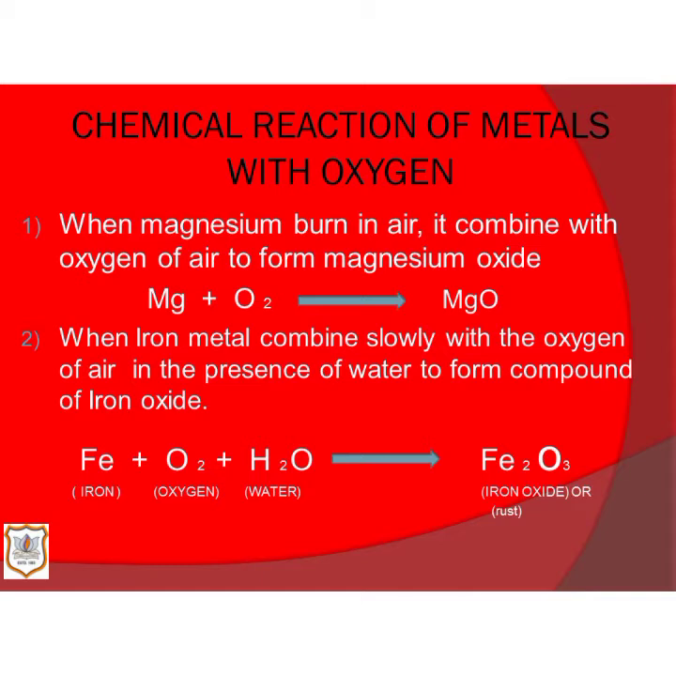Similarly, during the rusting of iron, iron metal combines slowly with the oxygen of air in the presence of water, that is moisture, to form a compound called iron oxide. This iron oxide is rust. That is, Fe plus O2 plus H2O gives Fe2O3. Fe means iron, O2 means oxygen, H2O means water, and Fe2O3 means iron oxide, or in another word we can also say it is rust.